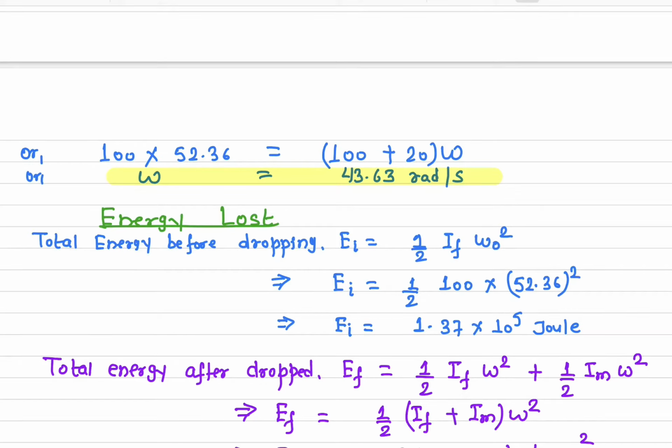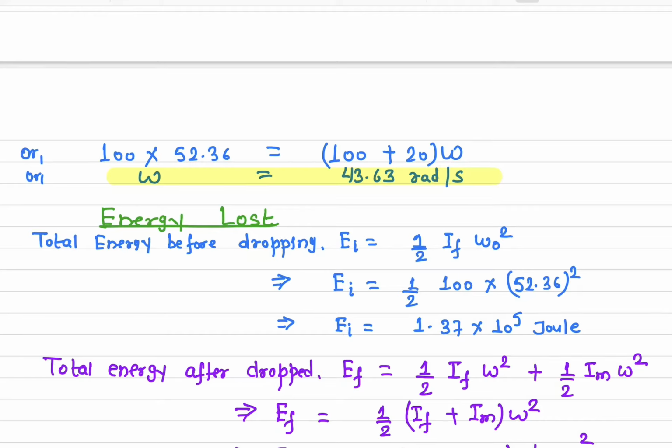So the angular speed has decreased. Initially it was rotating with 52.36. Now it is 43.63. That makes sense because once the mass is dropped, the moment of inertia increases, and as a result, the angular speed goes down. So I omega always remains constant. If I increases, omega goes down. In this case, I has increased, so omega goes down. That's what we call the conservation of angular momentum.